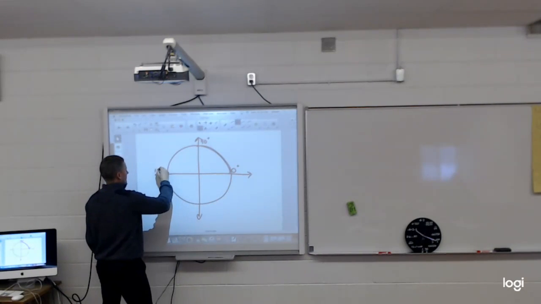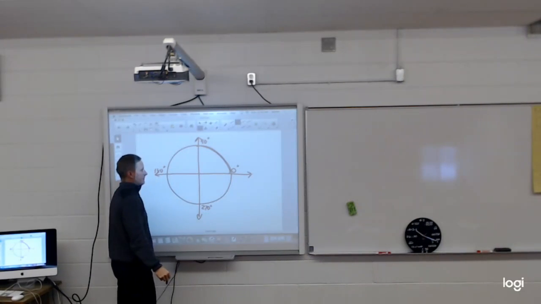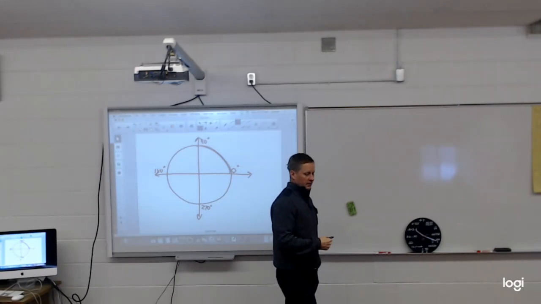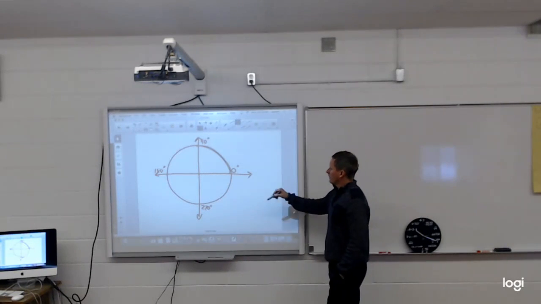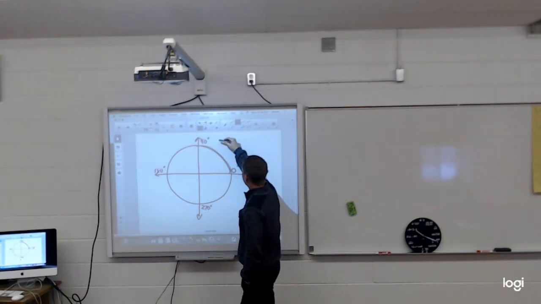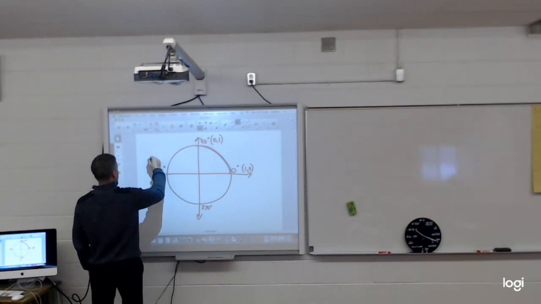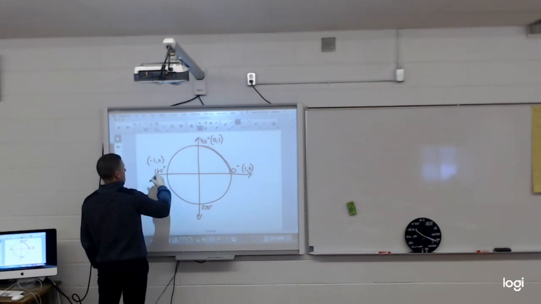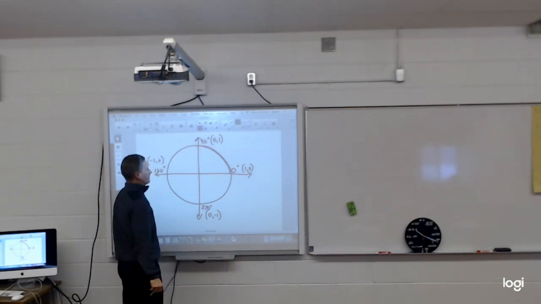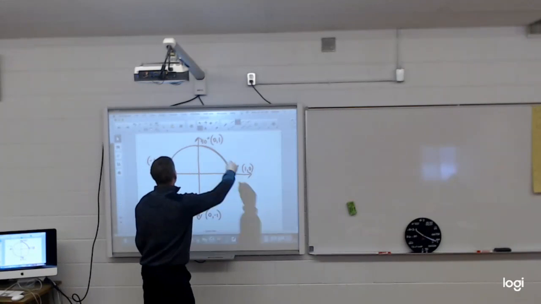90, 180 degrees, 270 down here, right? Okay. Now, the coordinates I do need to know are the quadrantal coordinates. That's these coordinates here. So that coordinate there is 1 and 0. This coordinate up here is 0 and 1. This coordinate right here is minus 1 and 0, and 0 and negative 1. Okay. So far, so good.